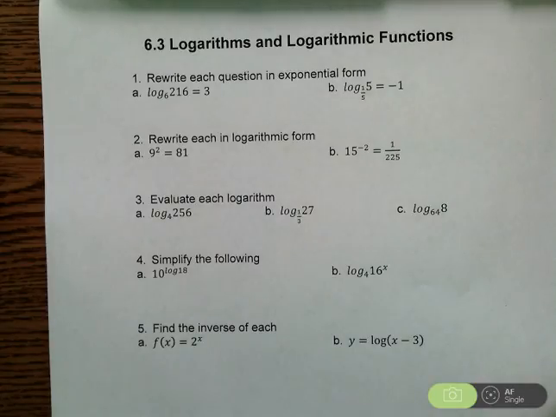All right, here we go. 6.3 is all about logarithms and logarithm functions. So hopefully this video will help things.